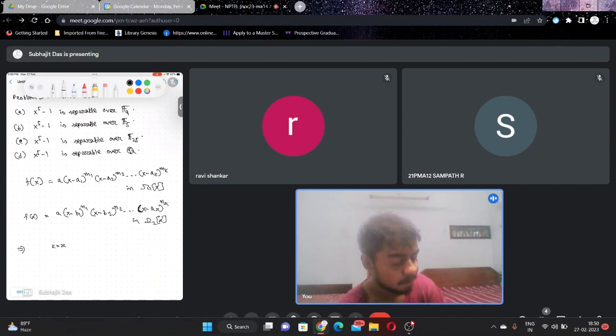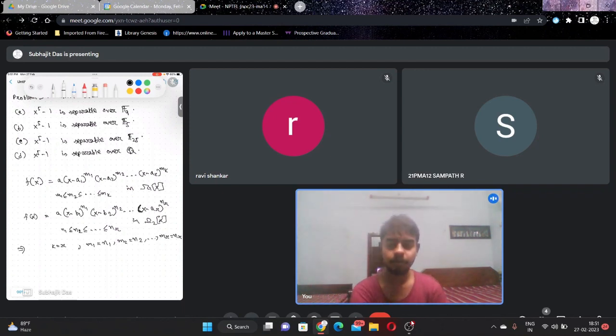Also assume something more: you have rearranged the factors in a way that m1 less than or equal to m2 less than or equal to up to mk, and here you have rearranged the factors such that n1 less than or equal to n2 dot dot dot less than or equal to nr. Now if f(x) has these two different factorizations in omega 1(x) and omega 2(x) respectively, then k has to be equal to r, and moreover m1 has to be equal to n1, m2 has to be equal to n2, dot dot dot, mr has to be equal to nr. This has to be true.